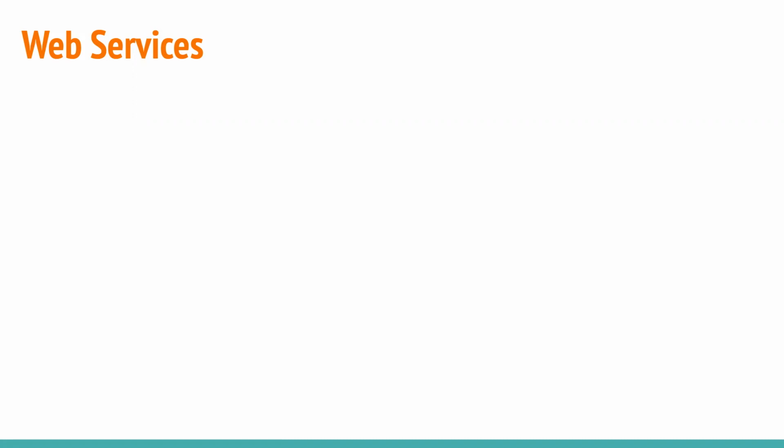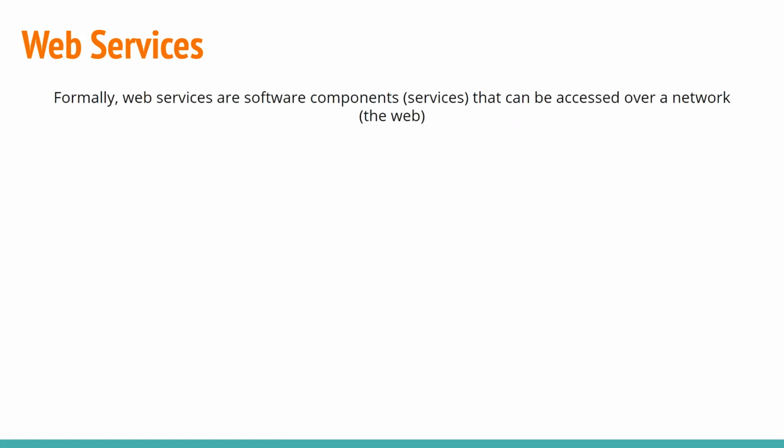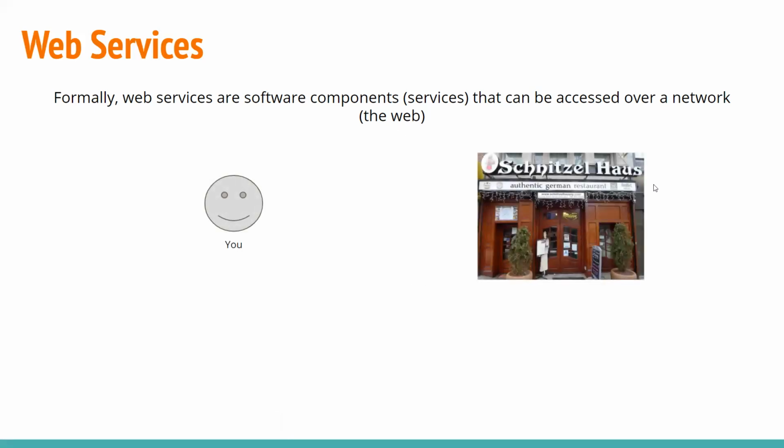So Creflo asked an interesting question about them last week, and we'll cover them now. Formally speaking, web services are software components, and a software component is just another way to say software service, that can be accessed over a network. Obviously that network is usually the World Wide Web, so we call them web services. That formal definition doesn't do much good in helping us understand web services, right? So there's a nice example here that hopefully will help us.